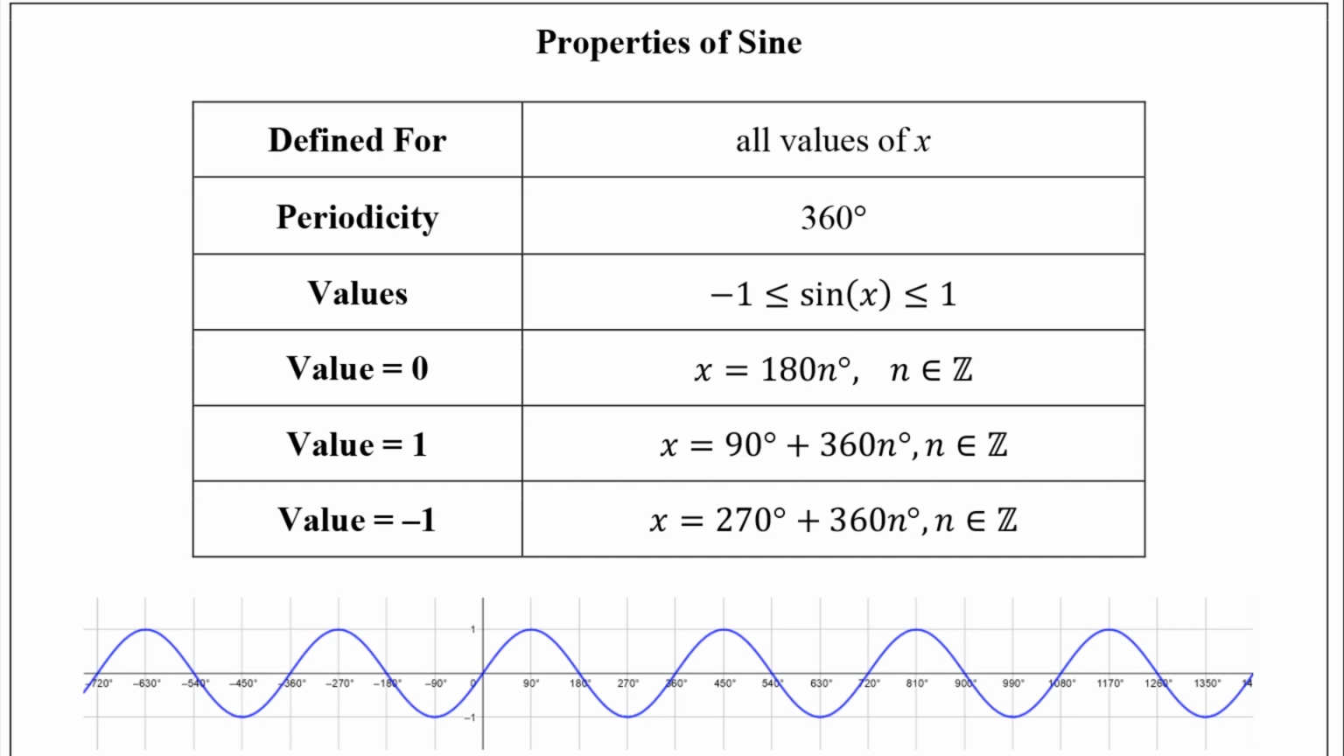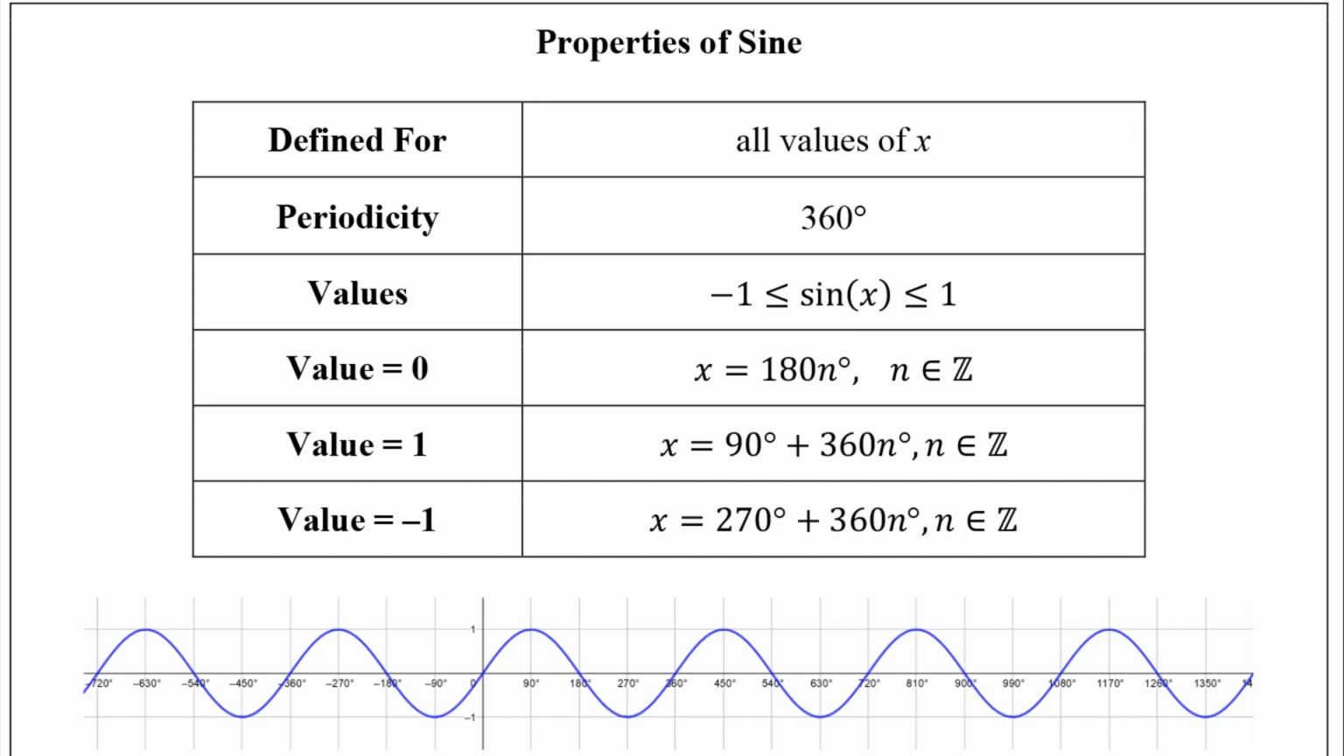The values that the sine function can take will always be between -1 and 1 because our blue line in the triangle can only go up to a maximum height of 1 and down to a maximum depth of -1. By looking at our graph, we can see that the value of sine of x will be 0, in other words where the graph crosses the x-axis, for every multiple of 180 degrees. So 180n degrees, where n is an integer, positive, negative, or 0.